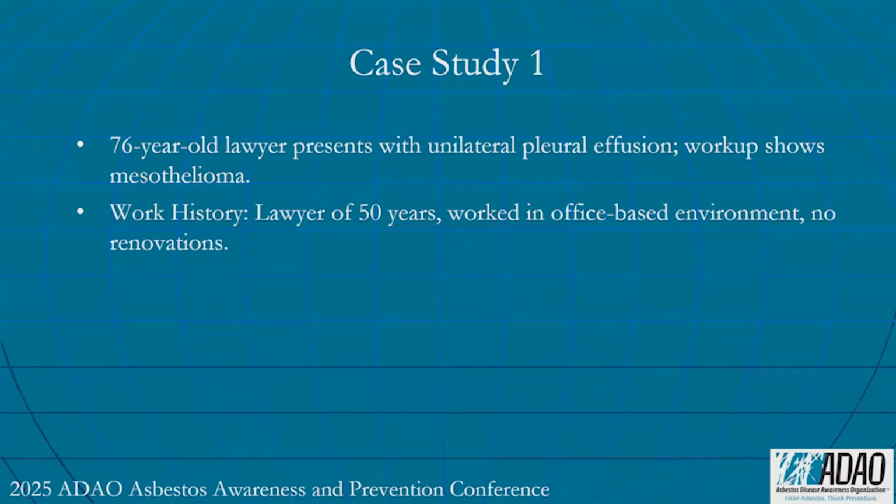The first is a 76-year-old lawyer who presents with a unilateral pleural effusion, fluid on one side, mesothelioma. He's a lawyer. We've got a few lawyers in the room. He worked in an office-based environment, as most of them do, and he had no renovations in his home, didn't do brake work, didn't do anything. So what else do we need to ask?